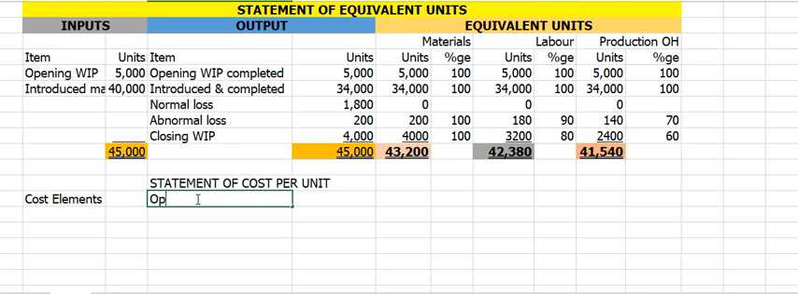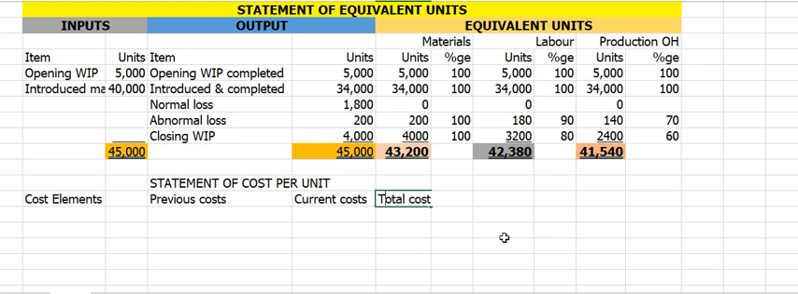You need opening inventory. I'll tell you why. The opening inventory costs, you can just say previous costs. Then current costs. Of course, I have to get a total cost. I'm going to tell you why we use the previous and current. Then I'll get my equivalent units. And then the cost per unit, what we call the CPU. Cost per unit in this case.